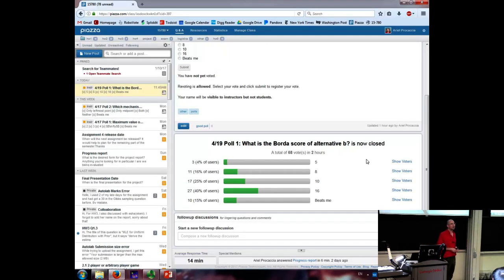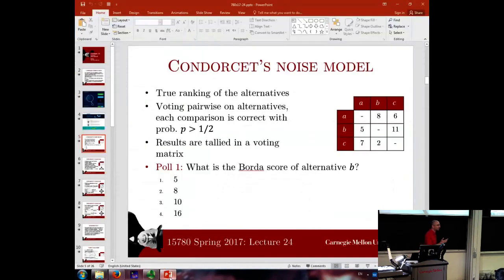Still not a majority, but the right answer is 16. So what's a simple general formula for determining the Borda score of an alternative in this setting? Sum the row, right? So the answer is to sum the numbers in the row for that alternative. Can anybody give an explanation for this?